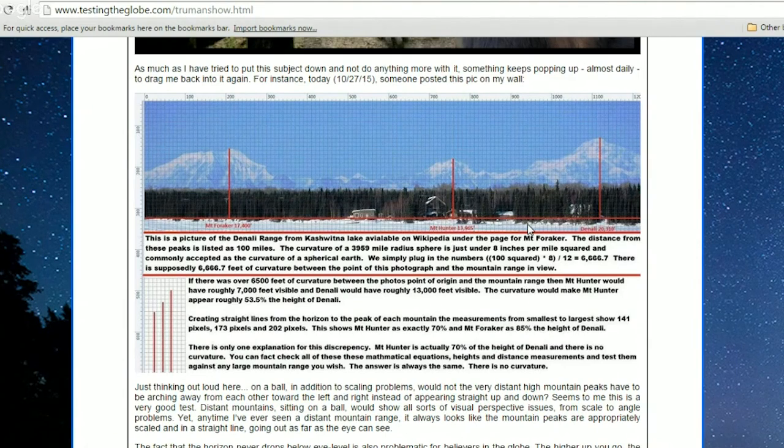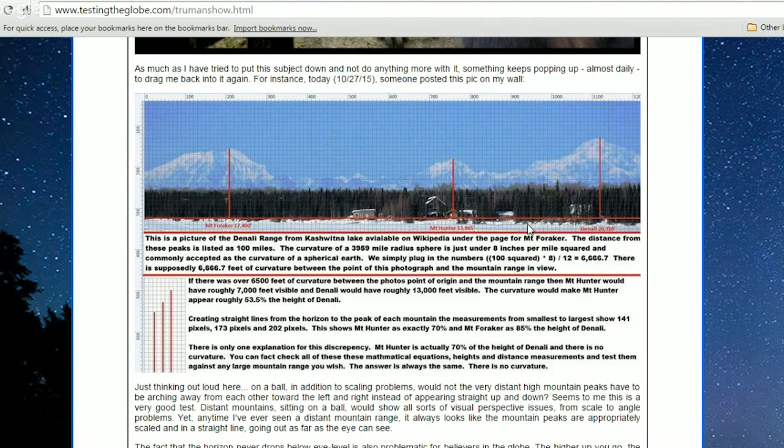The curvature of a 3,959 mile radius sphere is just under 8 inches per mile squared and commonly accepted as the curvature of a spherical Earth. We simply plug in the numbers. 100 squared times 8 divided by 12 equals 6,666.7. There is supposedly 6,666.7 feet of curvature between the point of this photograph and the mountain range in view.